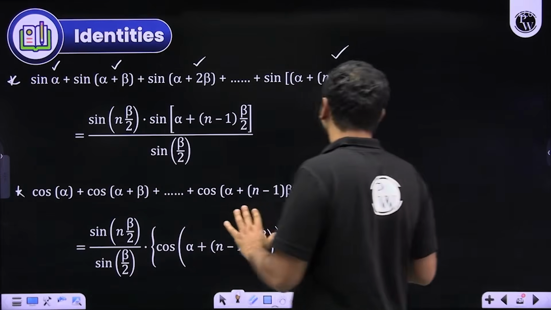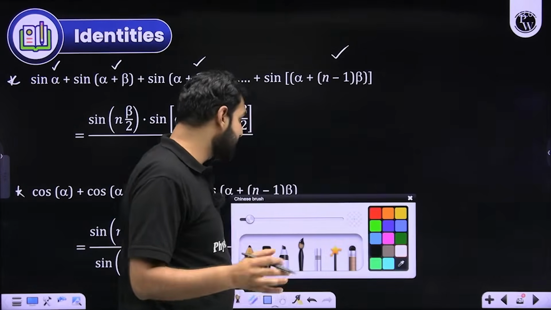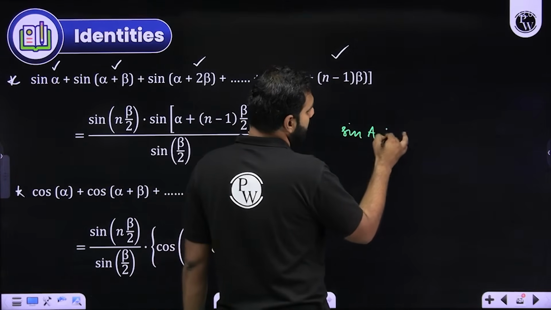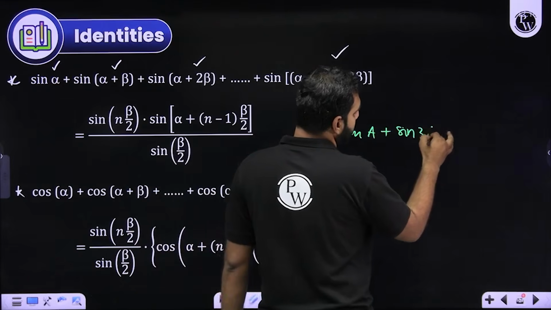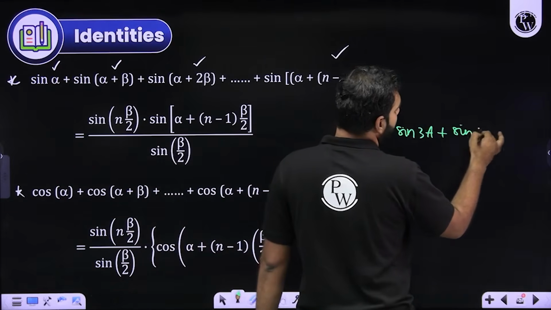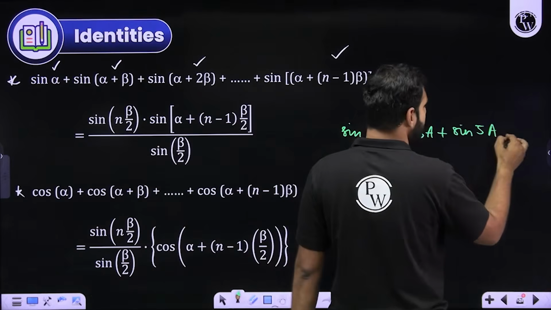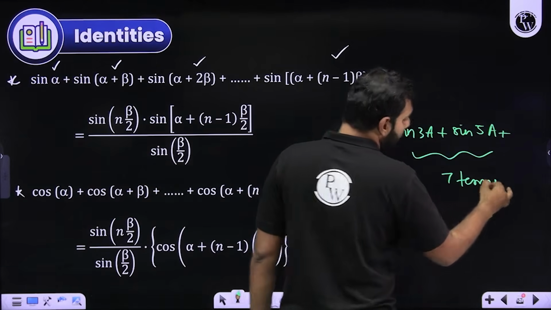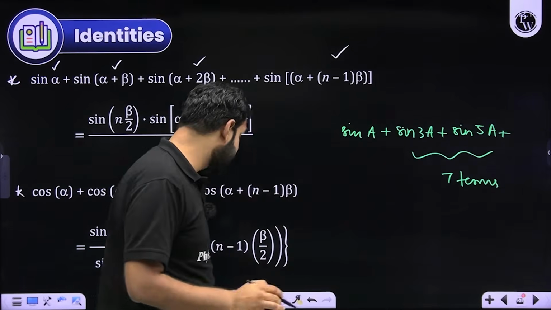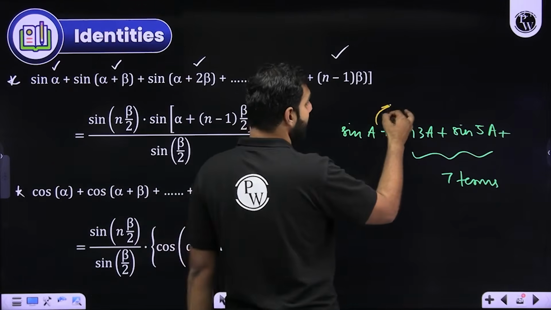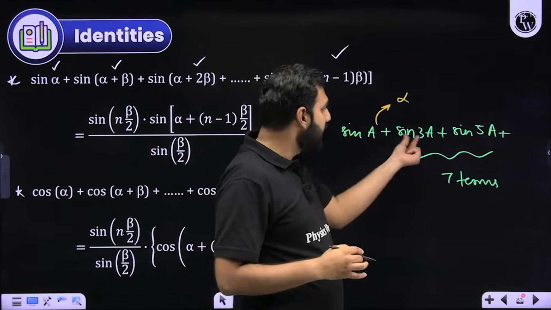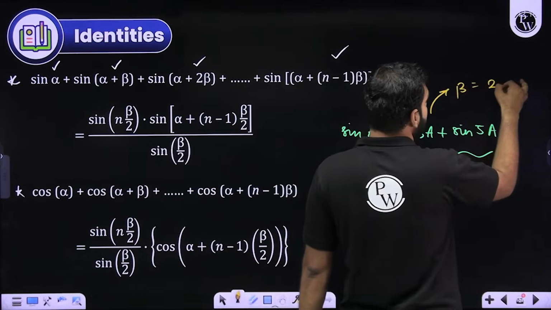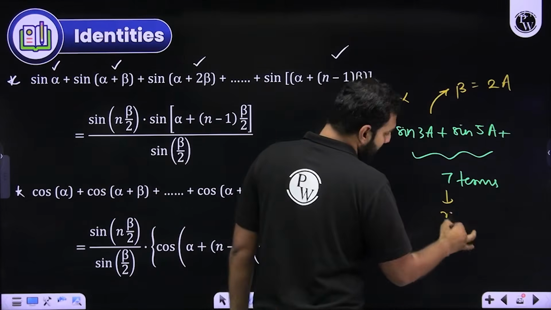Now, let me take an example. Let's say someday you deal with a question which says sine a plus sine 3a plus sine 5a and so on. Let's say such 7 terms are given to you. But the pattern you must have recognized here is that the first value a is alpha, then the next is a plus 2a, so 2a is beta. And how many terms are there? 7, so the value of n will be 7.